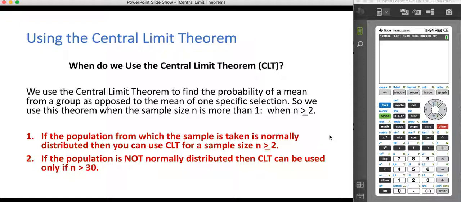Now, in order to use the central limit theorem, we need to make sure that the population is normally distributed. If the population is normally distributed, then we can use the central limit theorem as long as we are finding the probability of more than one, like 2 or 3 or 4 or a group of whatever size. If the population is not normally distributed, then we must only use the central limit theorem if we are taking a sample that is bigger than 30.